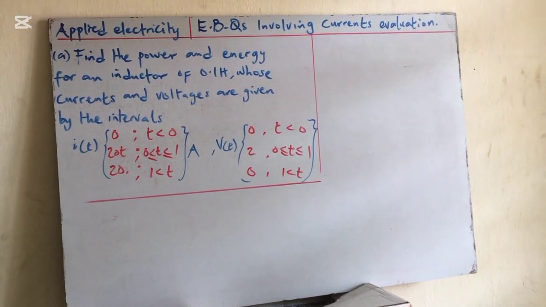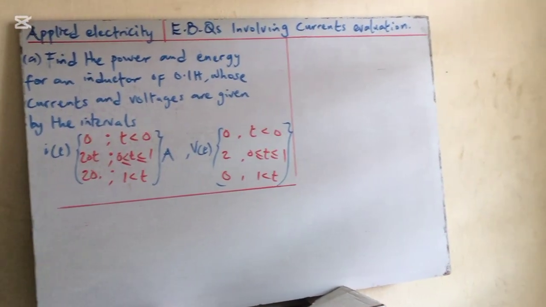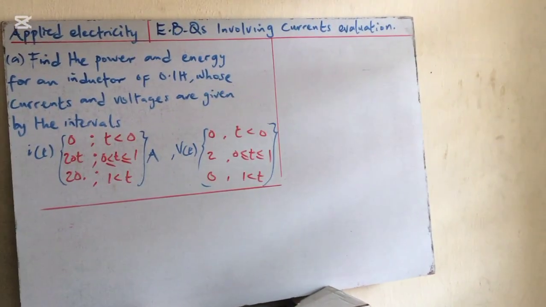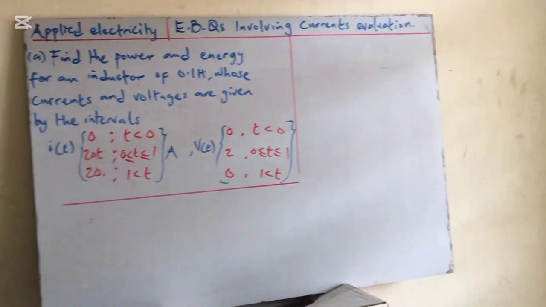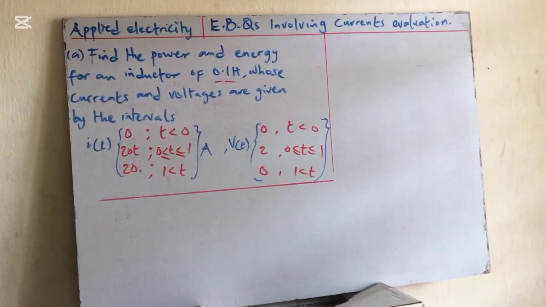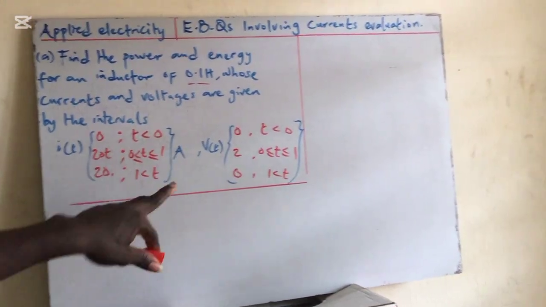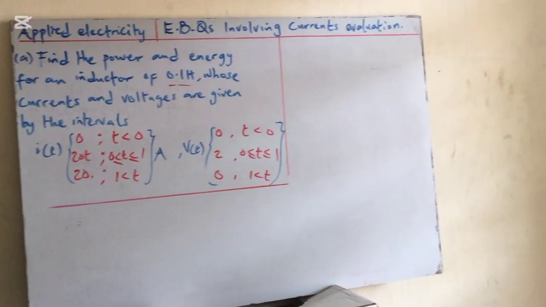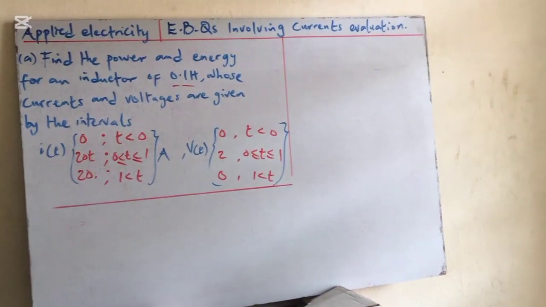Apply electricity, we are going to be dealing with exam-based questions that are involving current evaluation. So we are given this first question to find the power and energy for an inductor. This is the inductor, we have 0.1 Henry. Then they said whose current and voltage are given by this interval. So we have the current and voltage in range, and we are going to be calculating also the power and the energy in range.